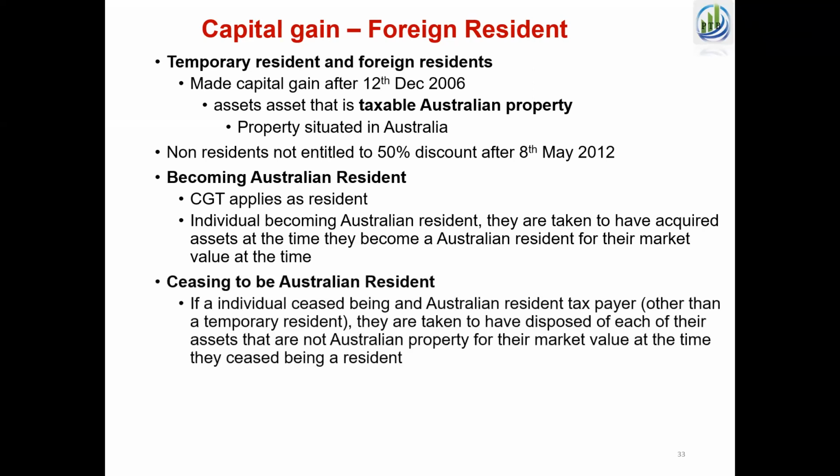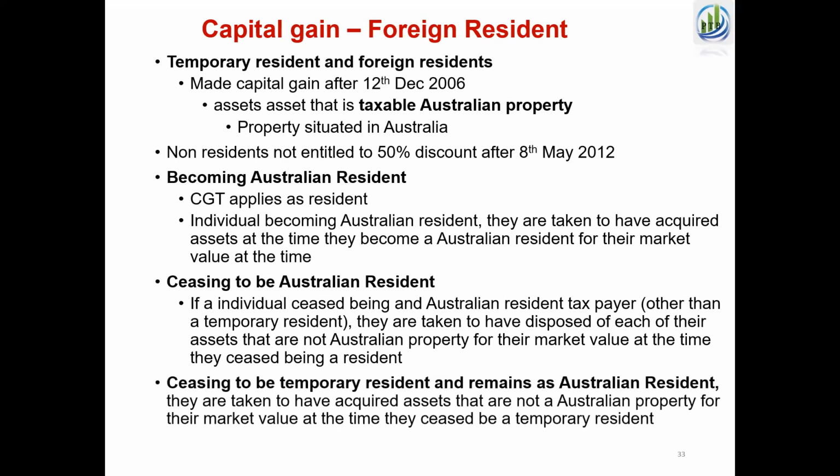If you cease to be an Australian resident, your international properties are going to be considered at the day you sold, right? Same the other way around. Ceasing to be a temporary resident, I explained through becoming an Australian resident, right?